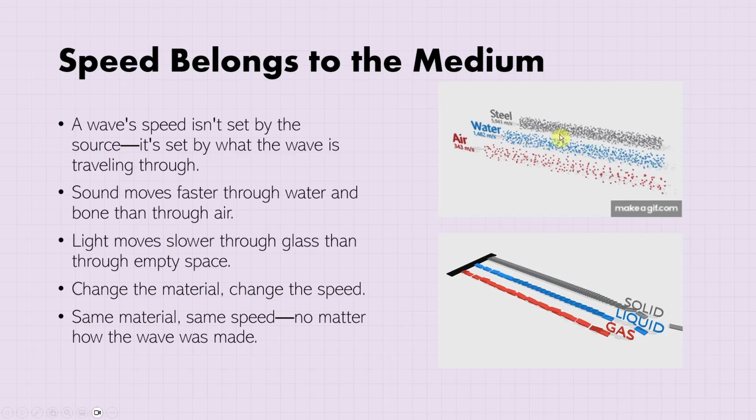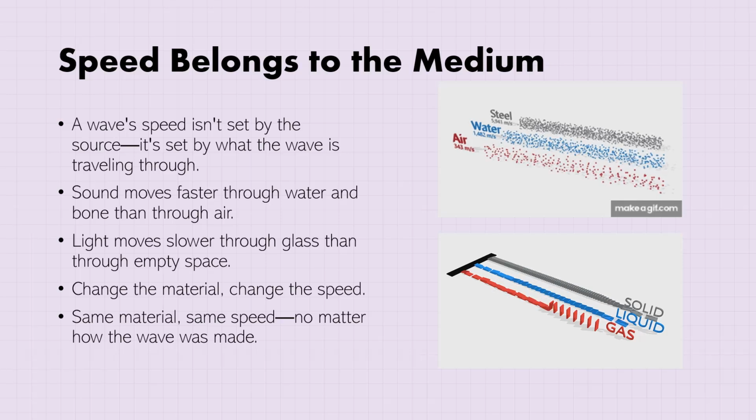And if we look at our top little jiffy here, or you can look at the little dominoes one, it has a lot to do with how closely the particles are packed together, how quickly they can transport energy from one particle to another, right? So if we change the material, we change the speed of the wave.